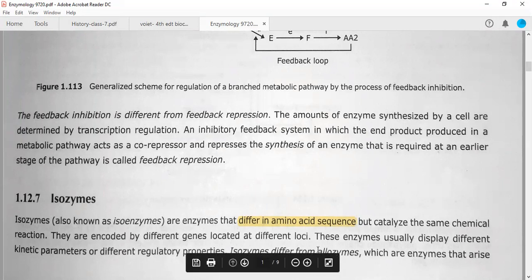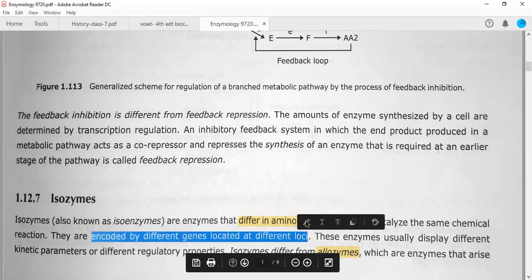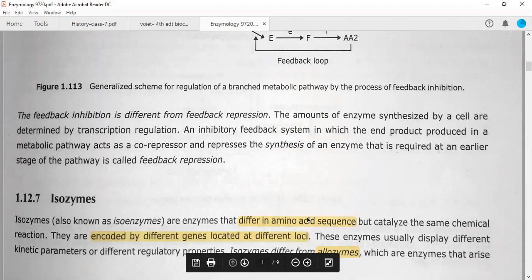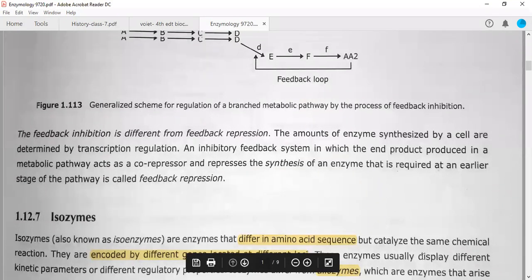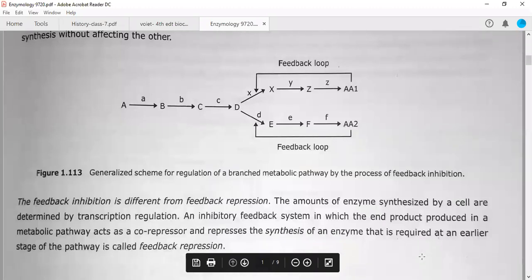Now there is another term, allozymes. Okay, so isozymes or isoenzymes, they are encoded by different genes located at different spaces or loci. Actually, loci are called the exact points present over the chromosomes. So they are encoded by different genes which are located at different loci over the chromosome. But these allozymes are enzymes that arise from the same gene.